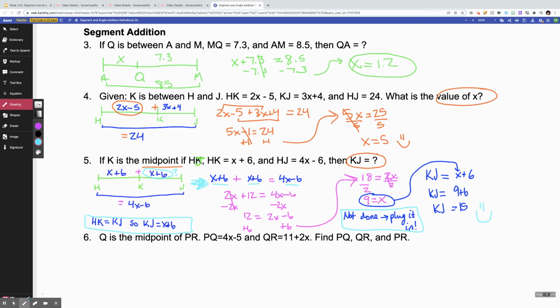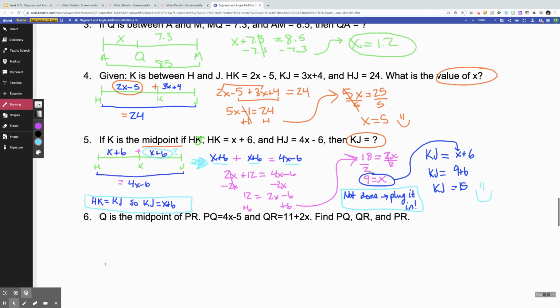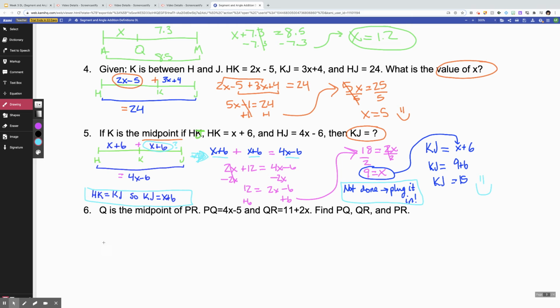All right, so for this last problem, I'm going to scroll a little bit and draw some stuff here. But what I want you to notice is that for this one, they don't give you the whole thing, okay? We're still dealing with a midpoint problem, which is good. We're still dealing with the midpoint here.